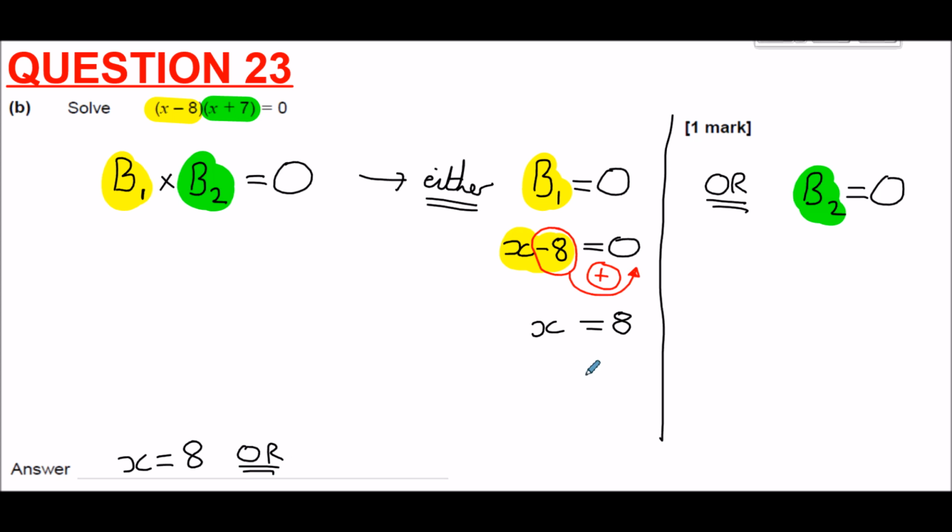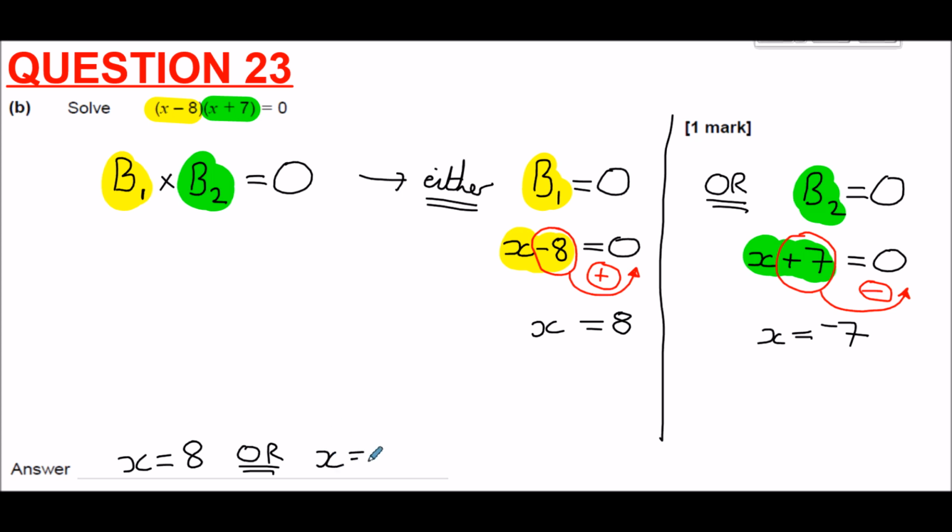Or, there's a second option over here. Maybe the second bracket was equal to 0. And if that was the case, the second bracket's x plus 7. So perhaps that one's equal to 0. The truth is we don't know which is equal to 0. All we know is that definitely one of them was. So if it's this one which is 0, then x plus 7 would be 0. And again, to solve this, we want to have x on its own. So we're going to remove that plus 7, chuck it to the other side, and if we swap side, we swap sign. Opposite of plus 7 is minus 7. And so in this scenario, x would be minus 7. So the full solution is that x equals 8 or x equals minus 7.